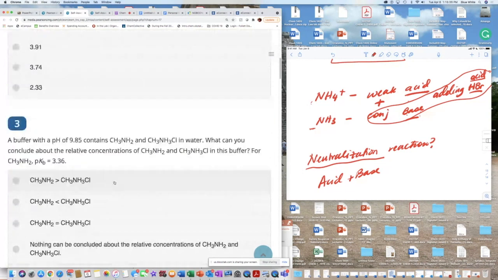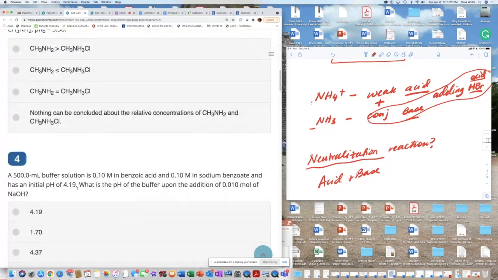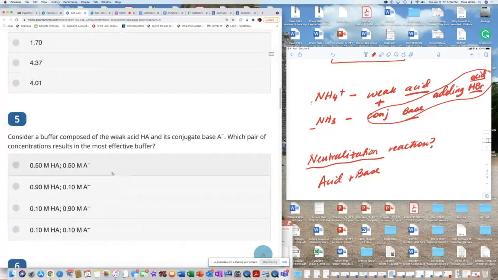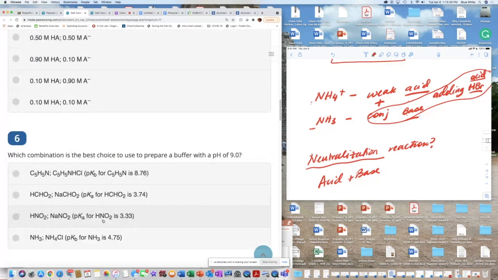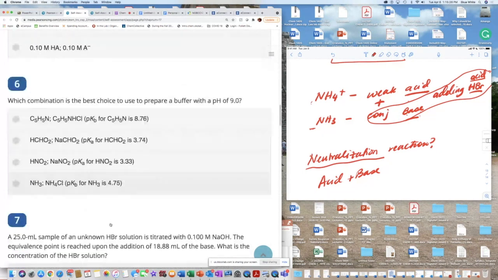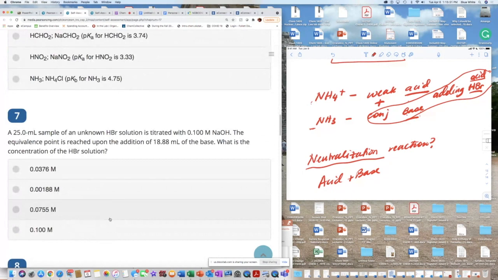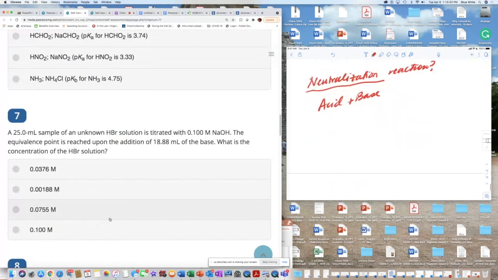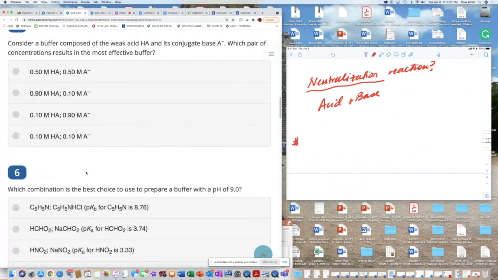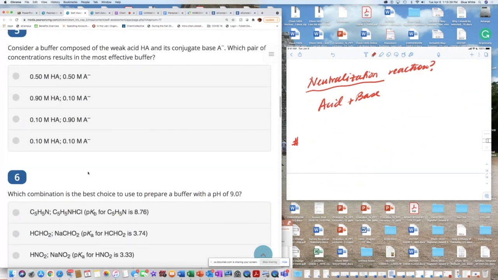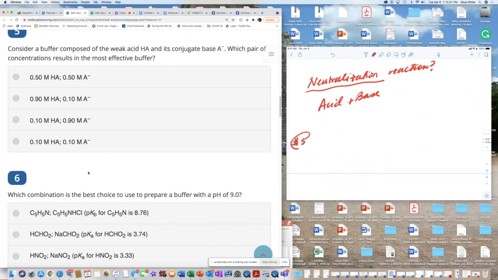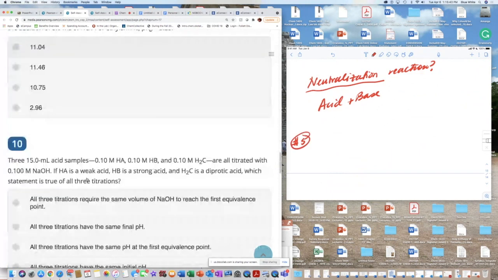Let me see what else we have. Similar to that. Similar to that. Which pair makes an effective buffer? Okay. So I'm going to write here real quick the questions I'm going to answer. I'm going to answer effective buffer, number 5. Let me skim over this real quick.